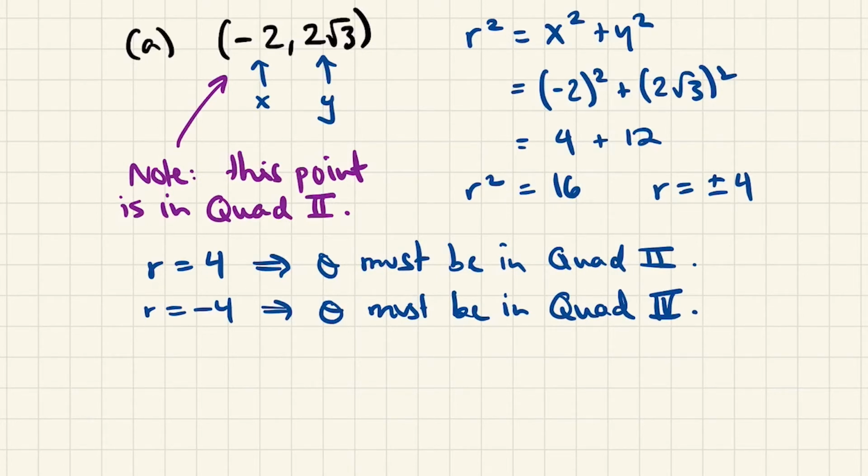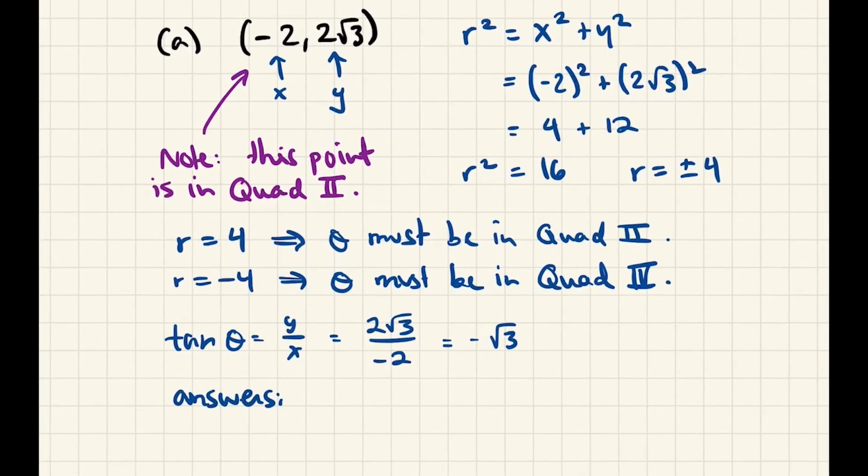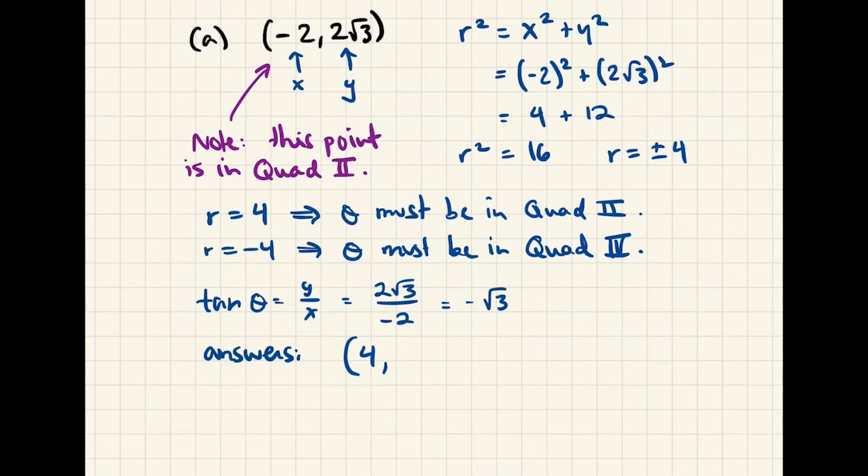Well, let's find theta. We know that tangent of theta is y over x, and y is 2 root 3, and x is negative 2, so this is just negative root 3. Of course we get to choose quadrant 2 or quadrant 4 for a negative tangent value. So why don't we select the points 4, comma, now we choose a quadrant 2 angle whose tangent value is negative root 3. So that would be, say, 2 pi over 3.